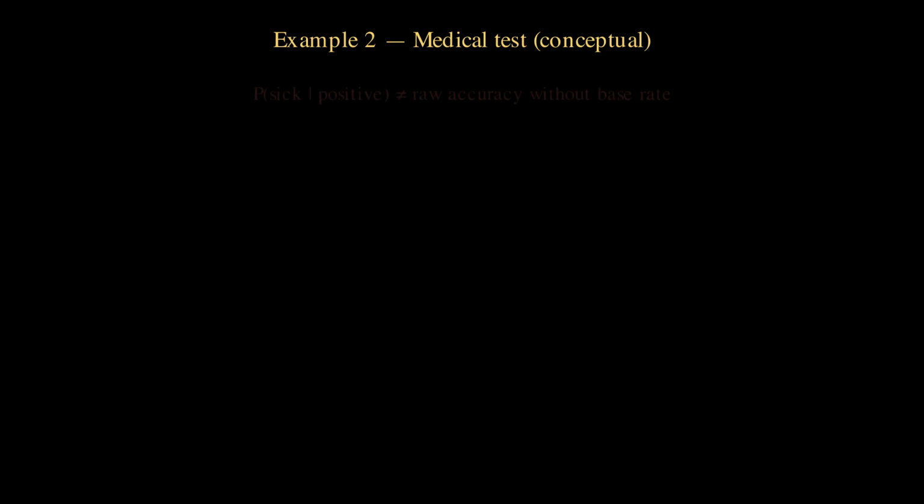Medium style, a medical test. Suppose 1% of people have a condition. A test is 99% accurate for positives among sick patients. You might be asked for the probability someone is sick, given a positive test. That is not the same as the test accuracy number alone.